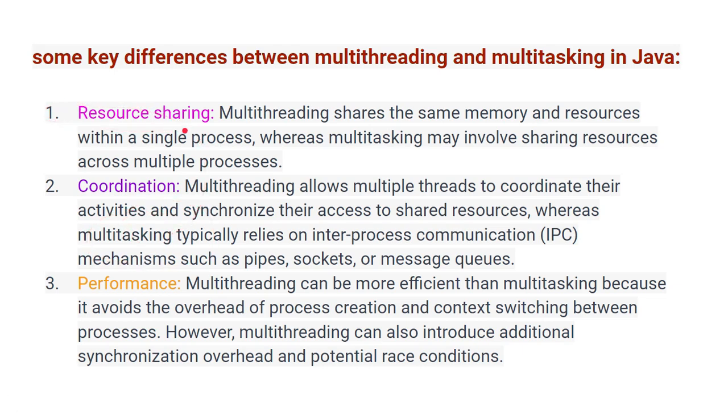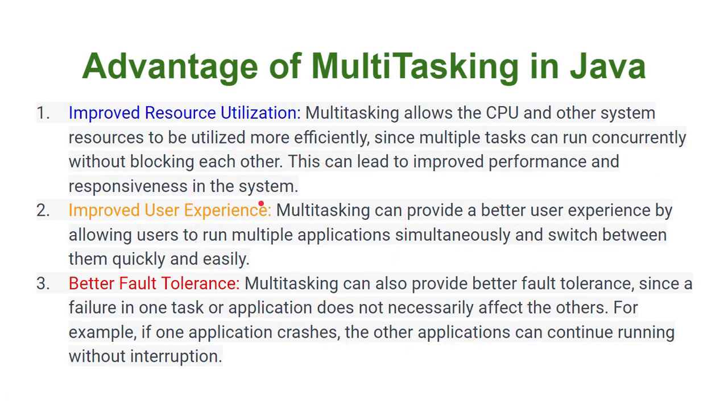So resource sharing means we can share our object with others, and others can also share their objects with us. So threads will share whatever resources we have. Performance: multi-threading can be more efficient than multitasking because it avoids the overhead of process creation and context switching between processes. However, multi-threading can also introduce additional synchronization overhead and potential race conditions. Okay, so performance will be very nice if you go with multi-threading. Okay, so please try to understand what multi-threading is and how it works.